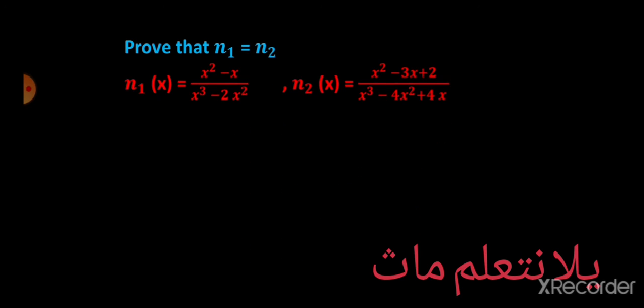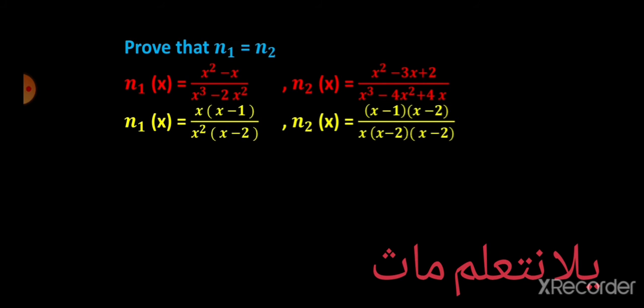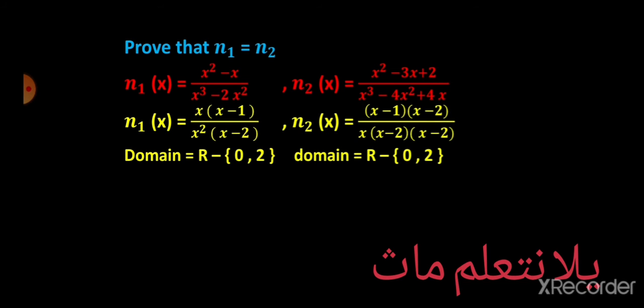Prove that n1 equals n2. Concentrate on the conditions. Step number 1, find the domain for the first and the second, and after that the simplest form for the first equals the simplest form for the second. So we follow the previous steps. Step number 1, factorize. If you factorize up and down in both of them, it will be like the opposite. After that, write the domain. Domain for the first will be R except the zeros of the denominator, 0 and 2. And the domain for the second will be R except 0 and 2.